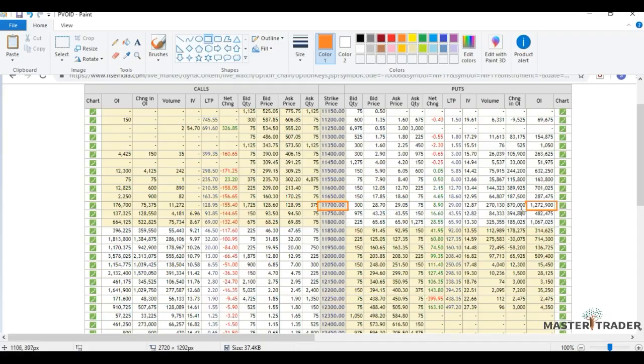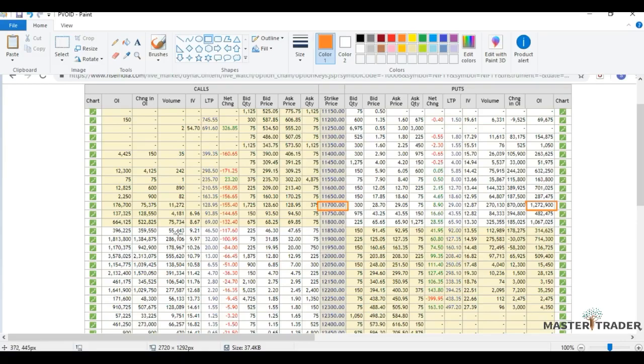Okay, this is basically telling me that traders do not want price to go below 11,700. As simple as that, right? Or that they will not allow price to close below 11,700. That's why you're seeing the highest OI at this strike price. So basically we can say that this is the strongest support level for the current month expiry. Okay, so that's a strong support level.